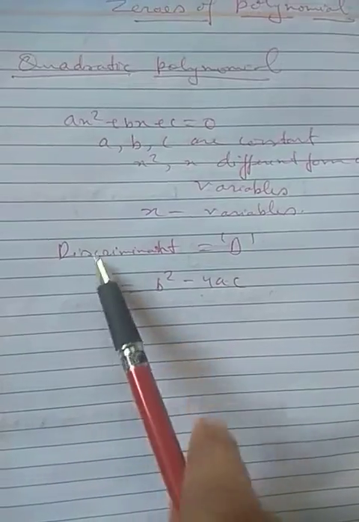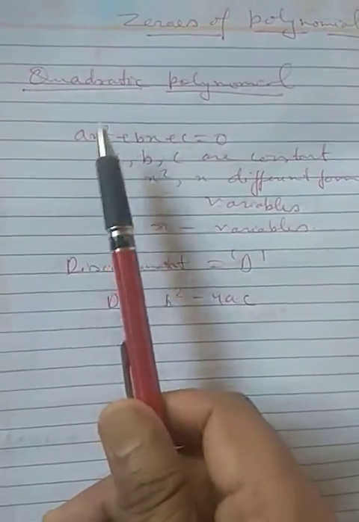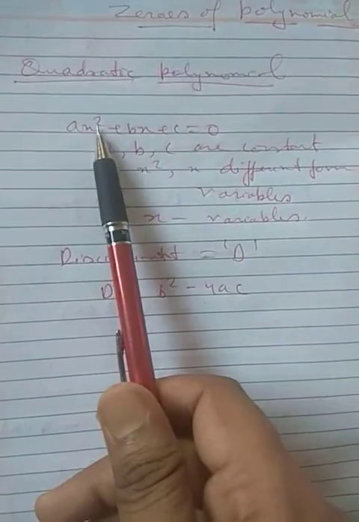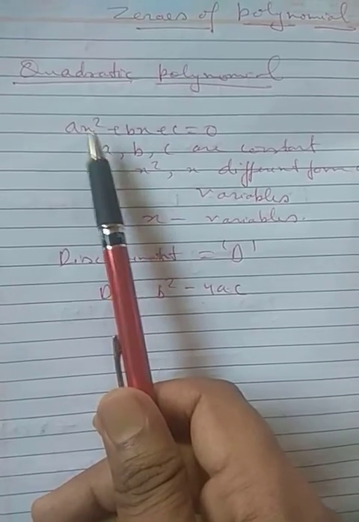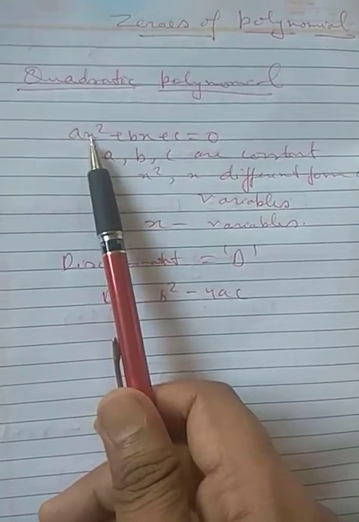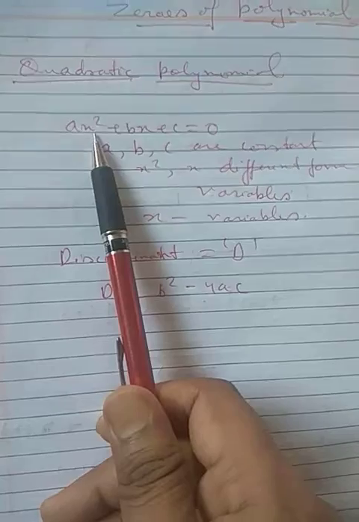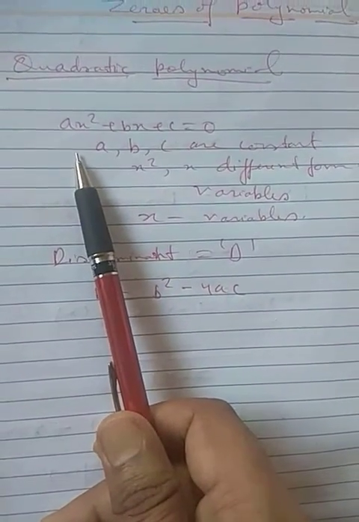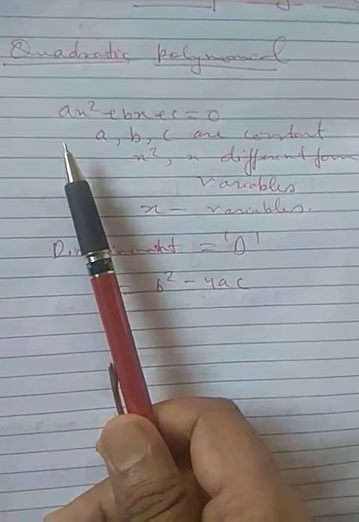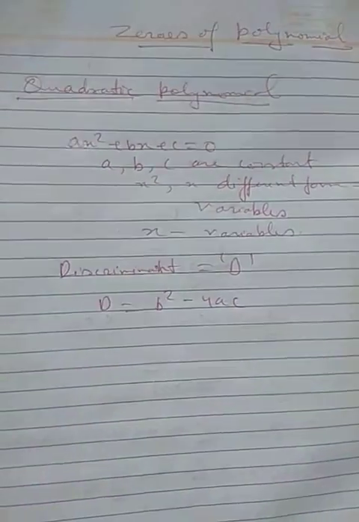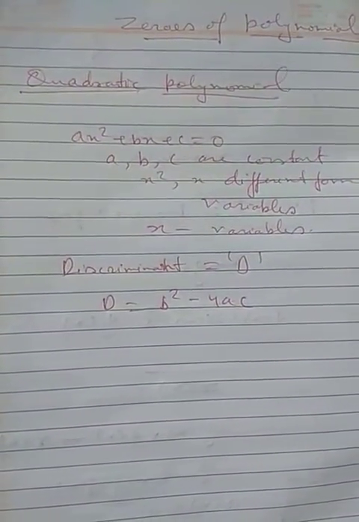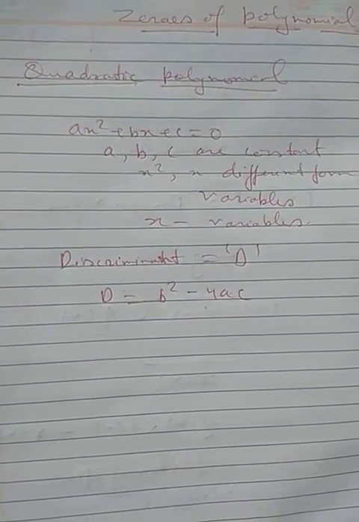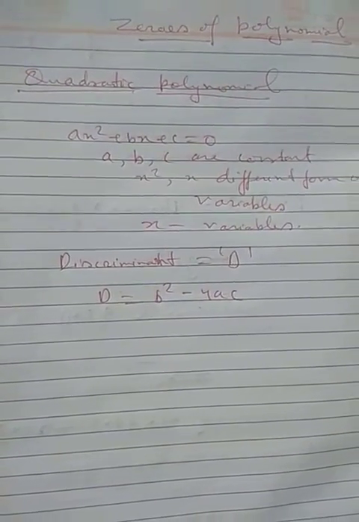If we are solving a power 2 equation ax square plus bx plus c, it is of degree 2, so it will have 2 roots. If you are solving a linear equation, it will have degree 1, so it will have only 1 root or 1 zero. If you are solving a cubic equation of degree 3, that means a power 3 equation, it will have 3 roots or 3 zeroes.